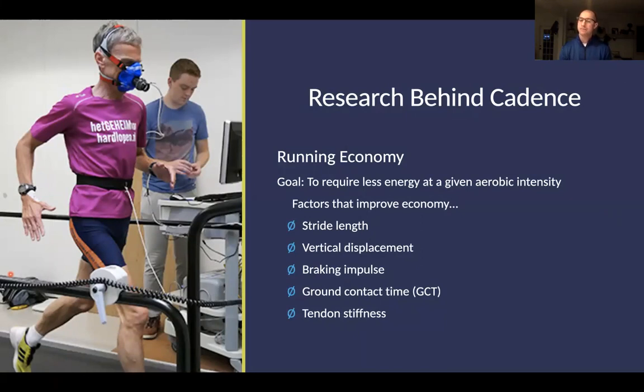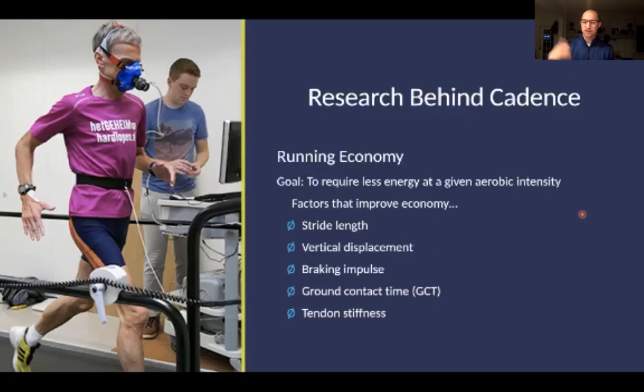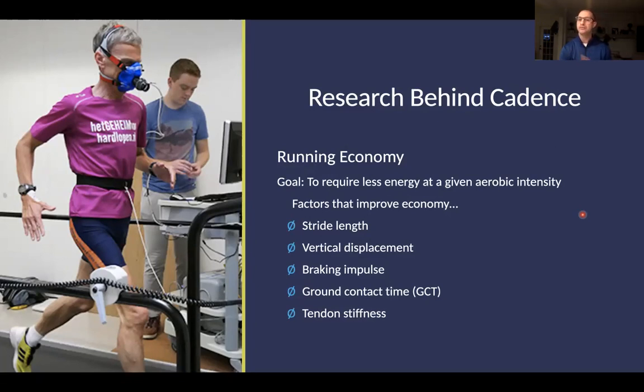Different factors improve running economy. And I think you'll notice, again, pretty interesting here, these are a lot of the things we just talked about when it comes to running mechanics, right? How to optimize running mechanics. Stride length, vertical displacement, braking impulse. Those are specifically what we covered a second ago. So if we can improve those and improve running mechanics with those, we can overall improve running economy, okay? And then ground contact time and tendon stiffness.